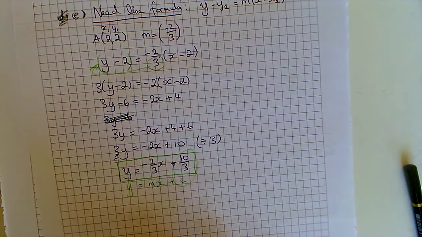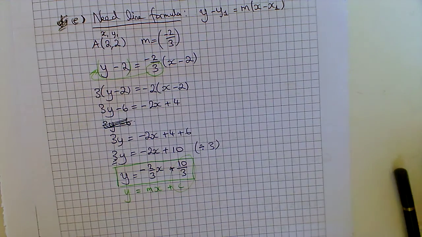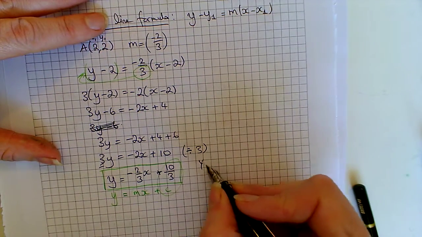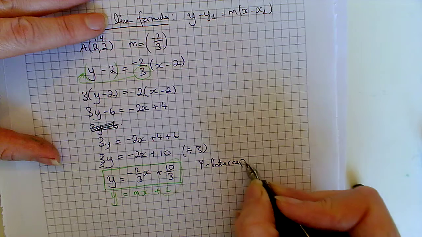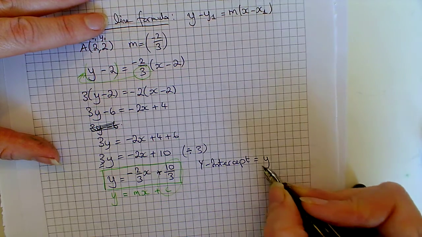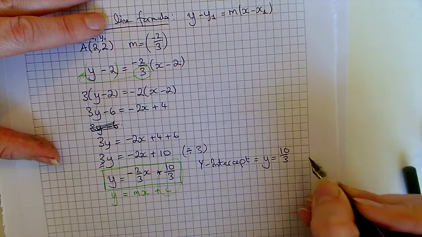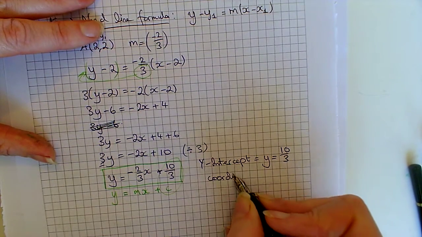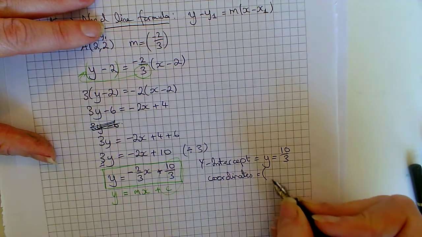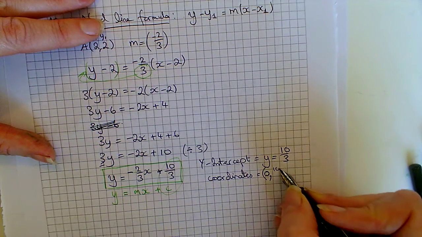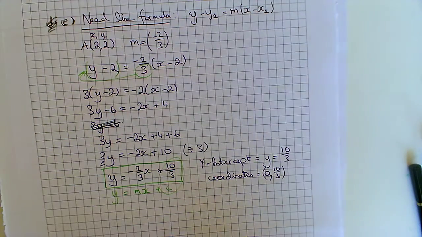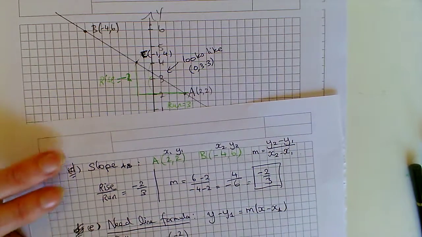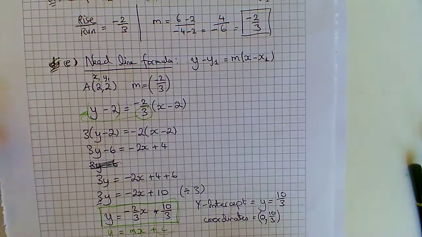So they asked me in part E to find the coordinates of the point. Coordinates means I must write them in x, y format. So the y-intercept is at y equal to 10 over 3, or 3 and 1/3. So the coordinates, be careful to answer what they ask you for: x is 0, y is 10 over 3. 10 over 3 is 3.333333. So we were right, it was 1/3 of the way. What it looked like was what it was.